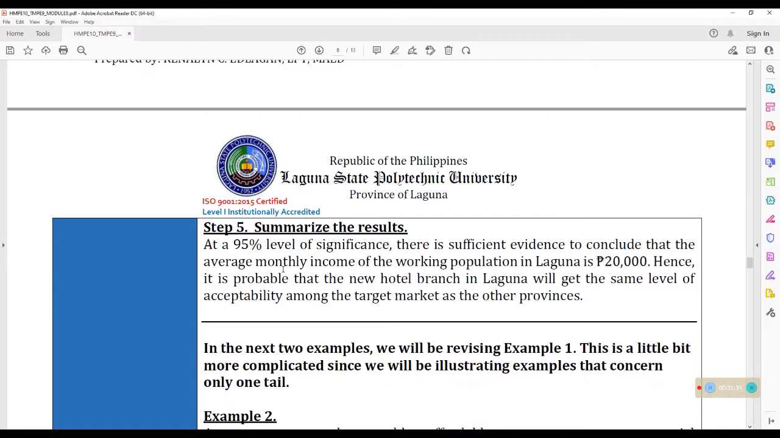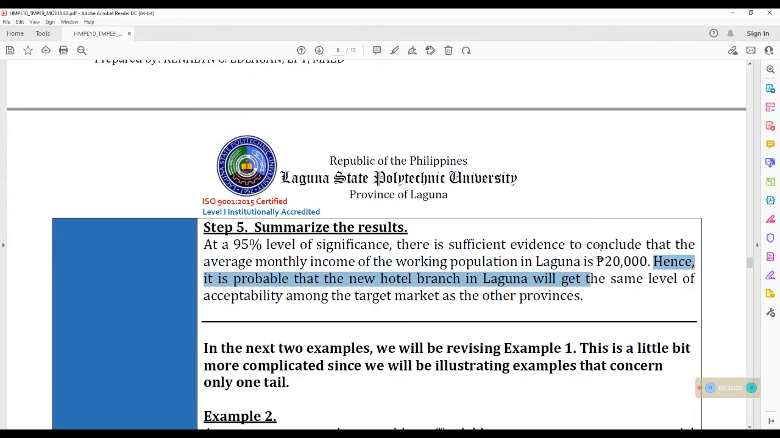So, ang magiging summary of the result natin ay at 95% level of significance, there is sufficient evidence to conclude that the average monthly income of the working population in Laguna is 20,000. Ito yung nakuha natin from our p-value method. Pero hence, ito na yung sarili nyong analysis. Hence, it is probable that the new hotel branch in Laguna will get the same acceptability rating among the target market as the other provinces.